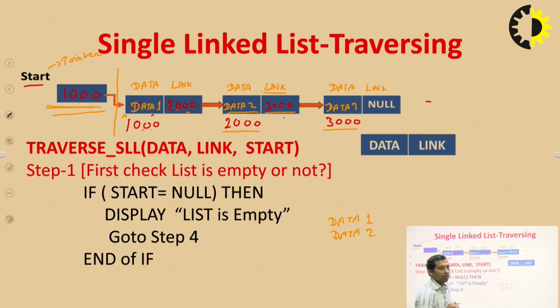At location 3000 we find the data part. In the data part we have the data 3. We can print or display it, or perform any other action. So we can access data 3.